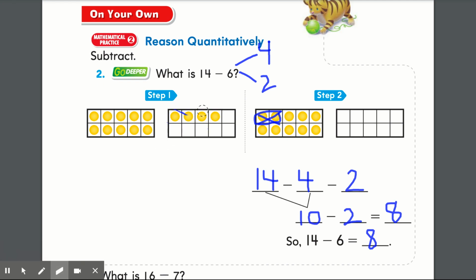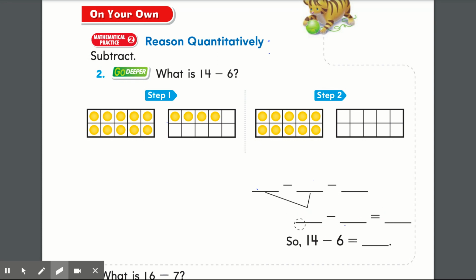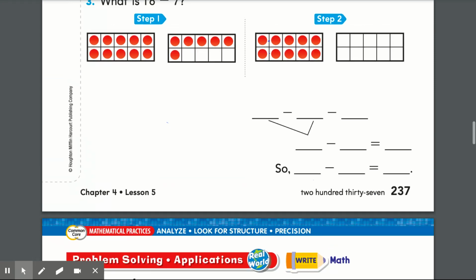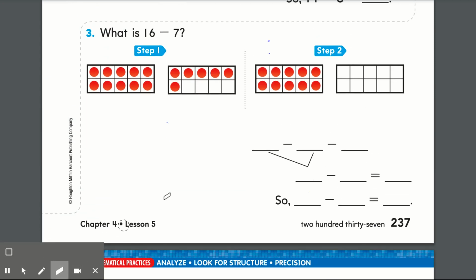Okay, I'm going to erase so that we can go down to the next problem. Okay, so now we have 16 minus 7. Notice on the 10 frames, I put 10, 11, 12, 13, 14, 15, 16. And we're going to take away 7.